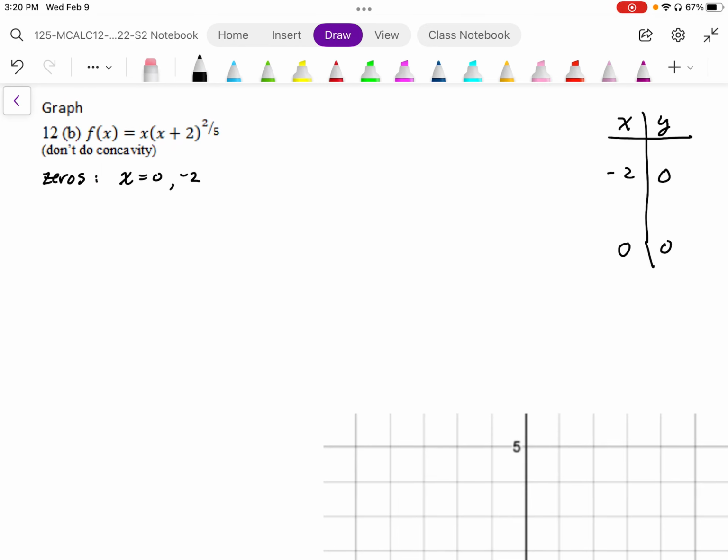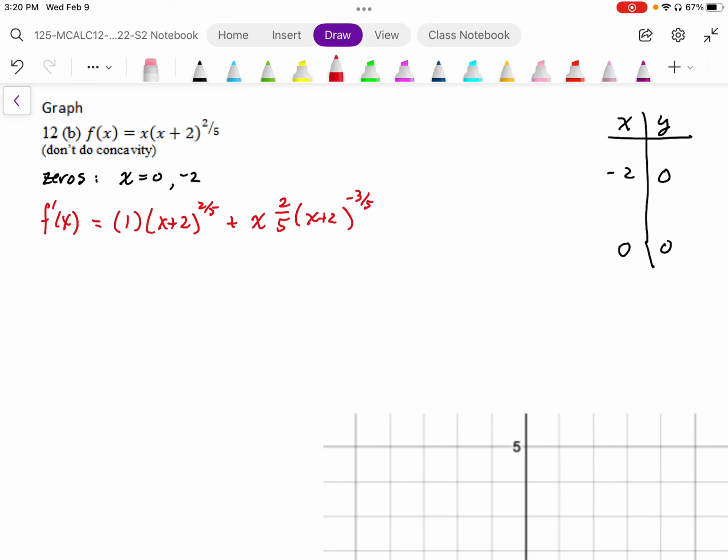I'm going to now find the derivative because I want to know what my slopes are going to look like. So f prime of x is equal to 1 times (x plus 2) to the power 2/5 plus, using the product rule, 2 over 5 (x plus 2) to the negative power 3 over 5.